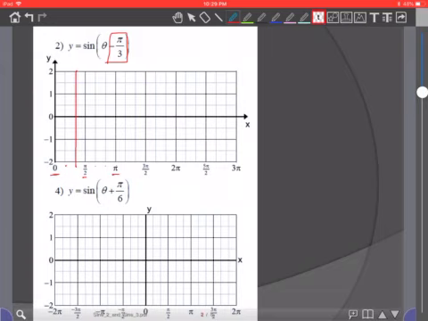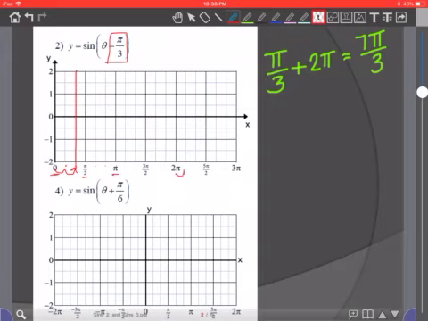Okay. I did not change the period of the graph. So I know at pi over 3 plus 2 pi, whatever that is, that's where my graph will end. So this is 7 pi over 3. Another way to look at it is I shifted 2 lines from 0, and my graph normally ends at 2 pi, so I shift 2 lines from 2 pi.